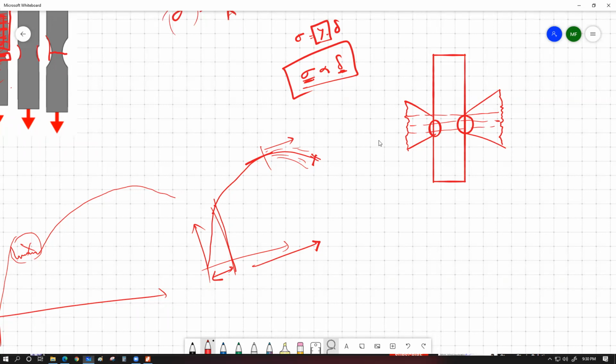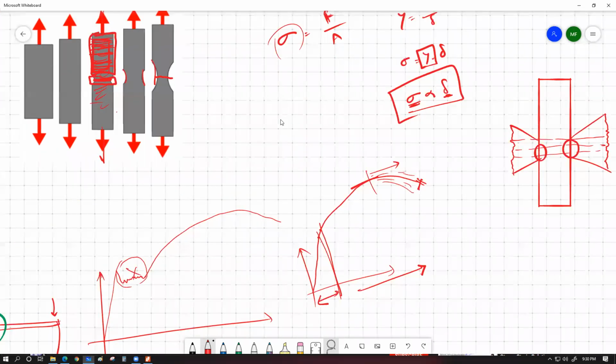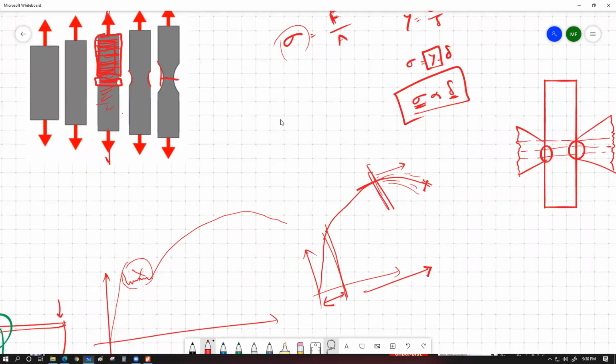Now, yes, that slight variation of cross-sectional area does not pose a significant effect on the deformation within this much point.